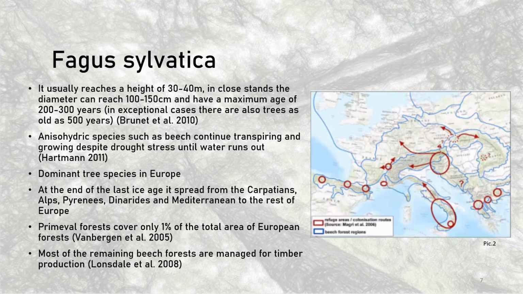Nowadays, there are only few forests that remain from that ice age, and they're nearly untouched. They are called primeval forests and they cover only 1% of the total area of European forest. Most of the remaining beech forests are managed for timber production.